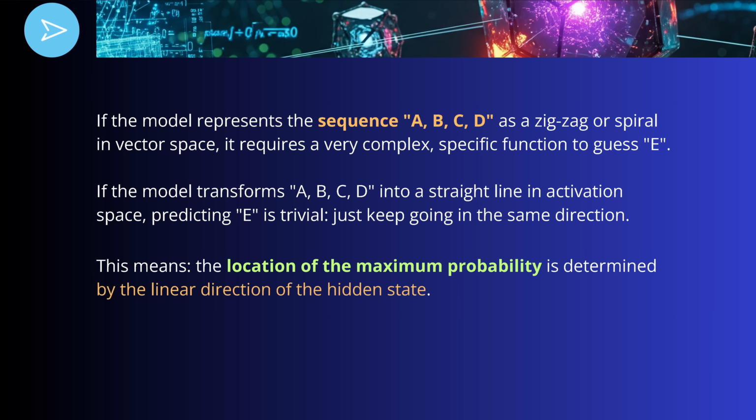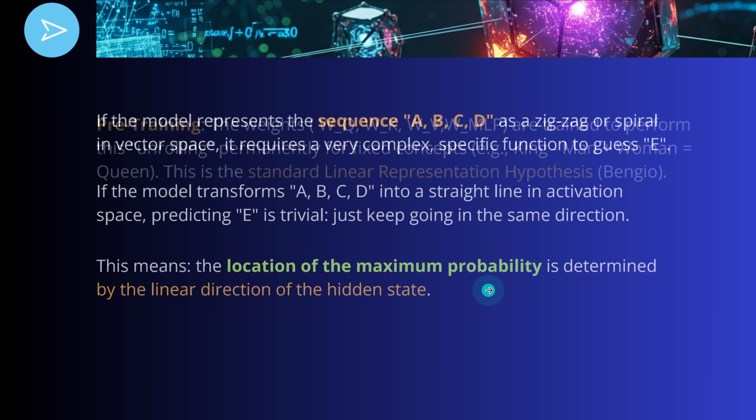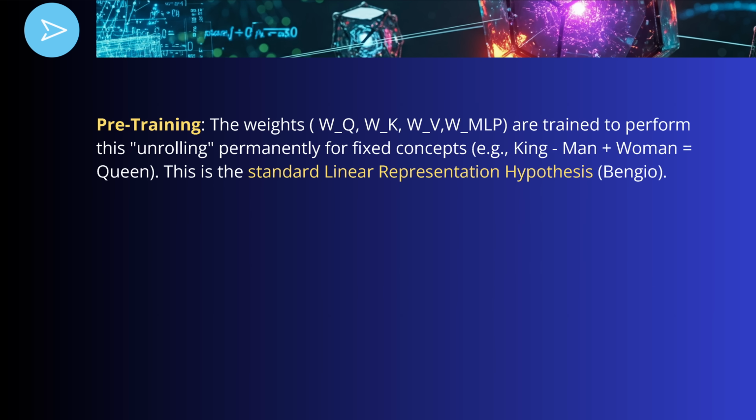But this means nothing else than the location of the maximum probability is determined by the linear direction of the hidden state. So now you understand why this linearity is suddenly so important. Let's think about the pre-training. Yeah? We have all our weights, we have our query, our key, our value, our MLPs, and they are trained to perform here this unrolling permanently for some fixed concepts. And this is what we call here typical a standard linear representation hypothesis.